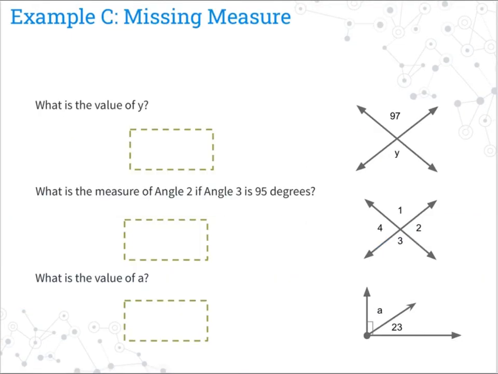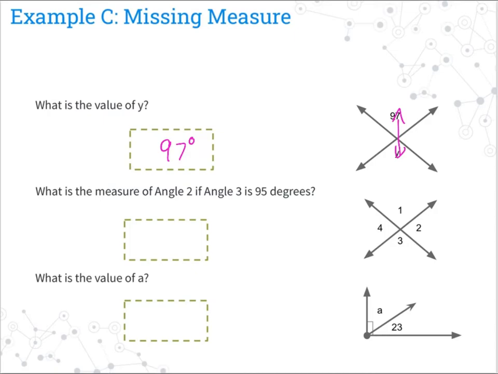Here we are at example C, and it's talking about missing measures. So we're going to take what we know about angle relationships and use that information to try and figure out the pieces that are missing. The first one asks what is the value of y, and the only information we have is that y is straight across from x. Since y is straight across from x, we know that they are vertical angles, and vertical angles are equal and congruent. So if one of them is 97 degrees, the other one is going to be 97 degrees.